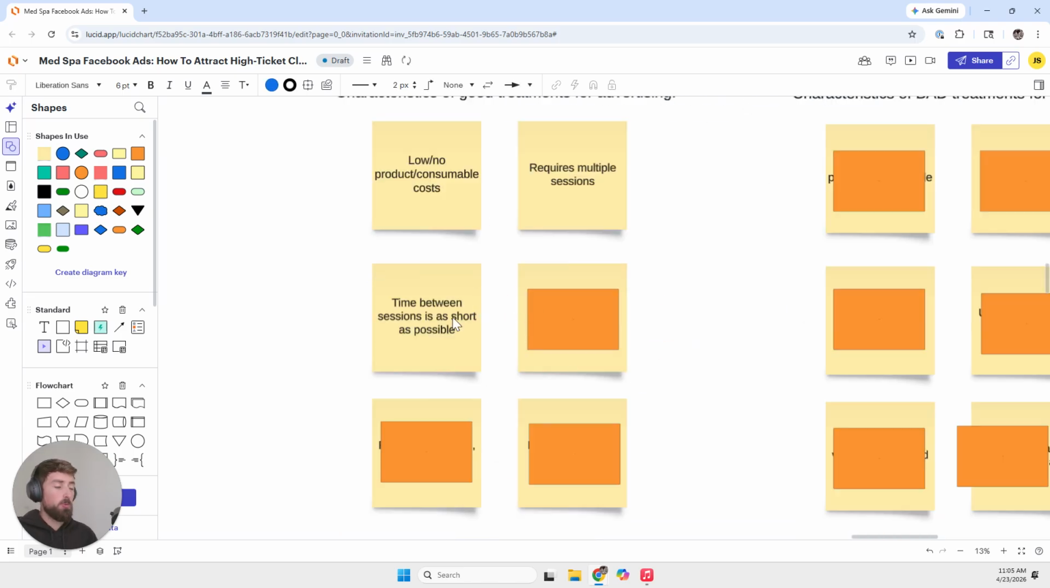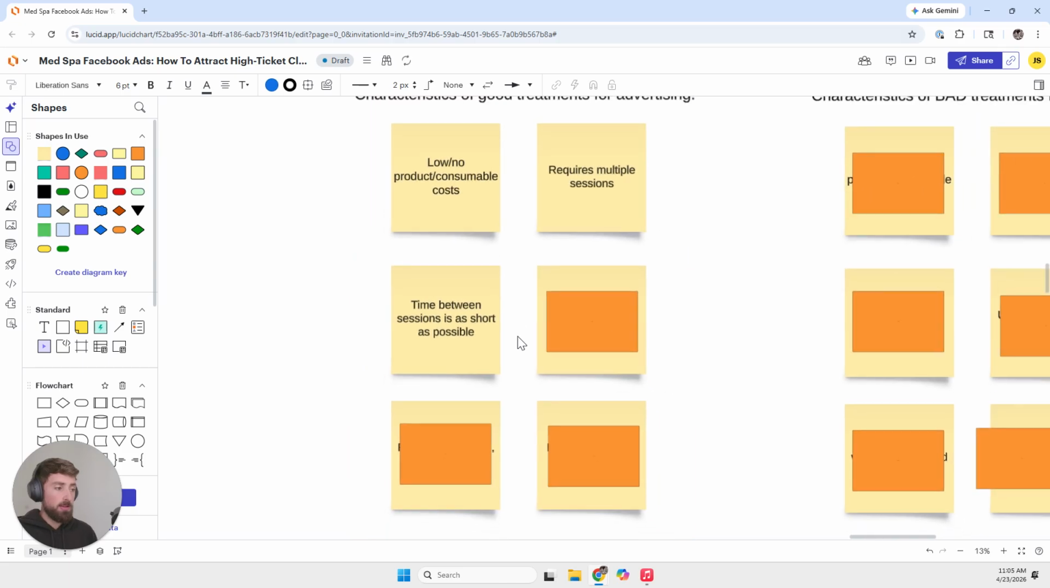Thing number 3 here is that we want to advertise something that has the shortest amount of time possible in between treatments. As an example, let's just take Botox. We absolutely advertise lots of Botox campaigns for our clients, but there is a little bit of a longer time period between treatments.